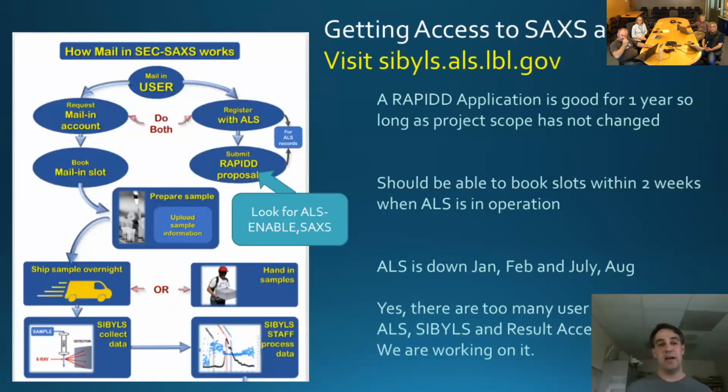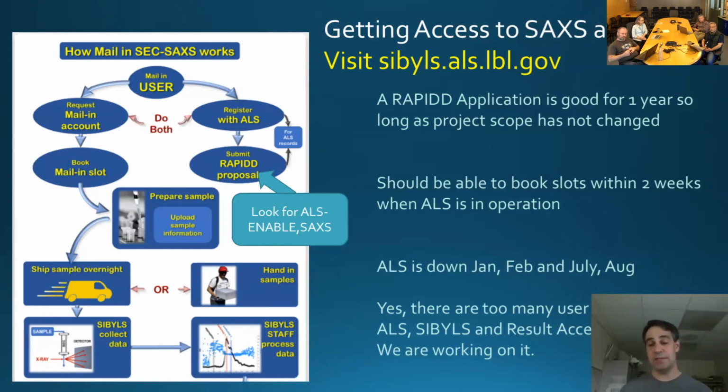So, last slide here. This is how mail-in SEC SAX works. This is at sibyls.als.lbl.gov. We ask you to register twice, once for the RAPID, which Andy will describe in a moment, and then once for the SIBYLS beamline. You can do this for the RAPID proposal once per year, just as long as your scope hasn't changed too much, and you should be able to book slots within 2 weeks when the ALS is in operation.